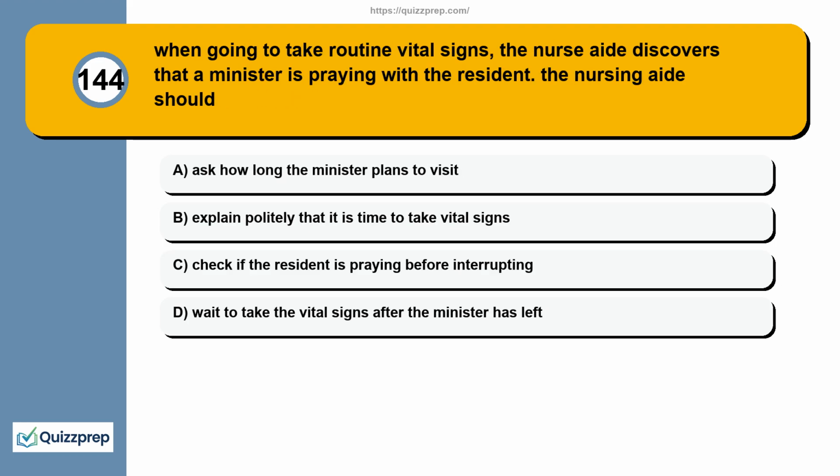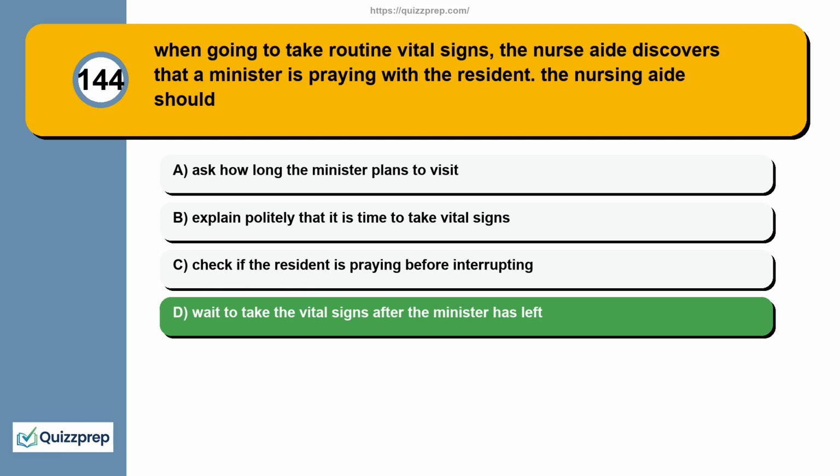Question 144. When going to take routine vital signs, the nurse aide discovers that a minister is praying with the resident. The nurse aide should: Option A, ask how long the minister plans to visit. Option B, explain politely that it is time to take vital signs. Option C, check if the resident is praying before interrupting. Option D, wait to take the vital signs after the minister has left. The correct answer is option D, wait to take the vital signs after the minister has left.